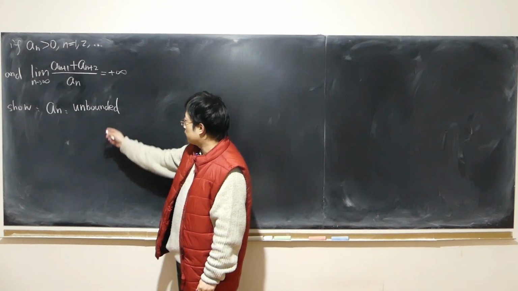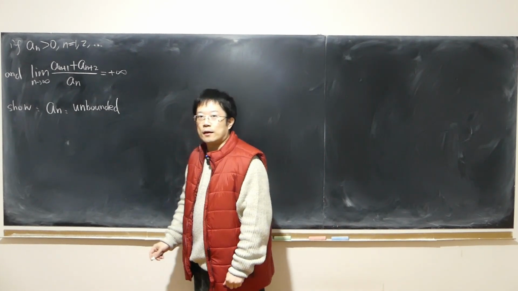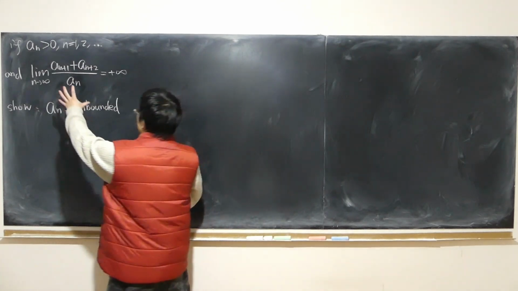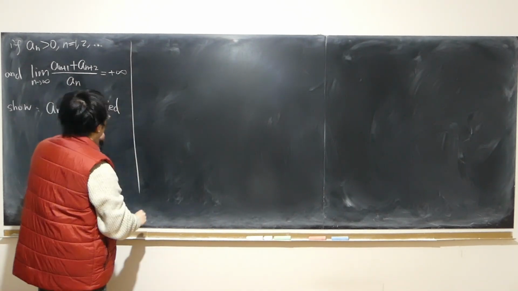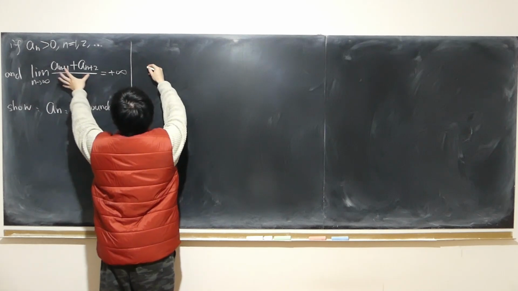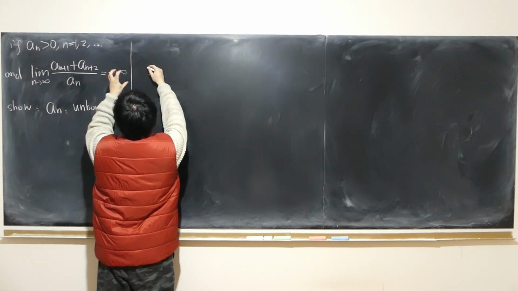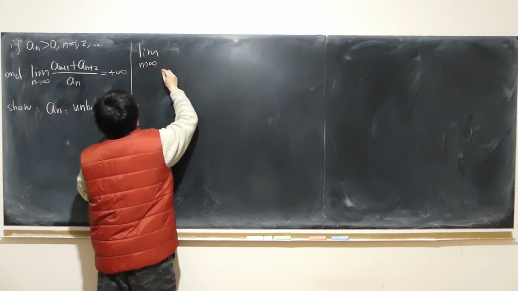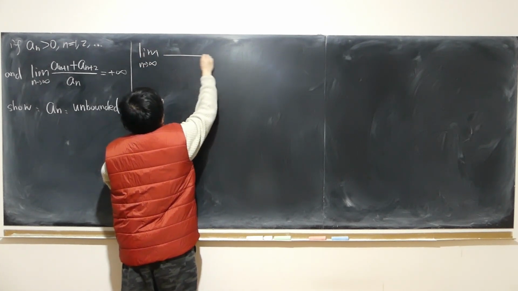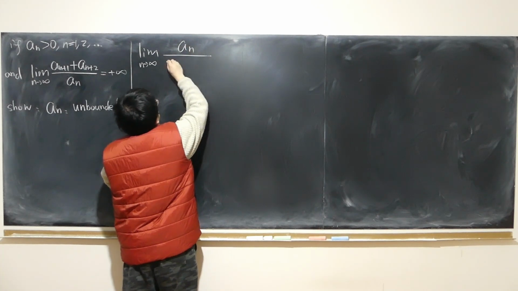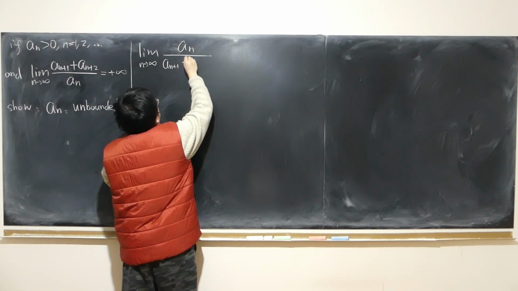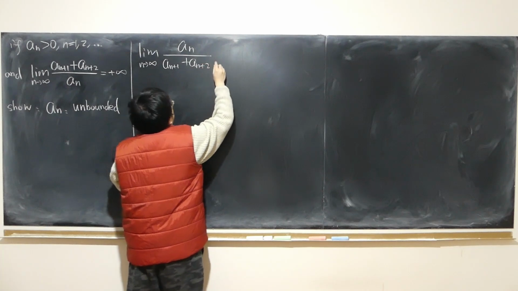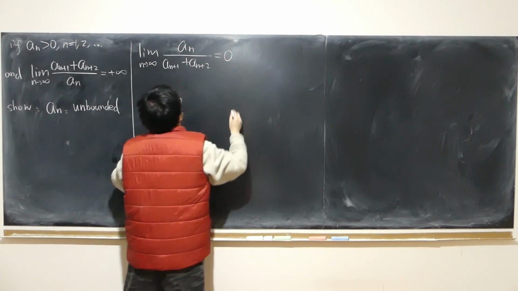What if it's bounded? What kind of contradiction can we have? So let's turn this condition into an equivalent expression. That is, the reciprocal is tending towards 0, because that will be more useful. It's the same idea. So a_n over (a_{n+1} + a_{n+2}) tending towards 0.